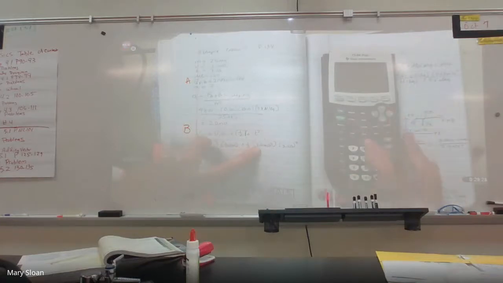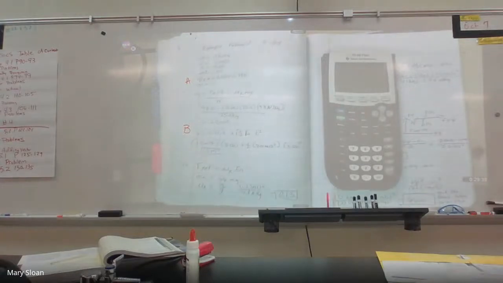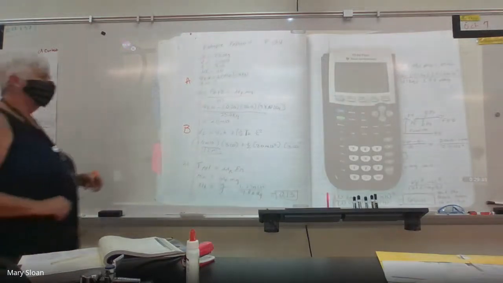1/2. I'm going to open up a bracket 2.0, close. Open up my bracket 3.0, close. And I'm going to square it. And then I'm going to hit enter. And I got 12.